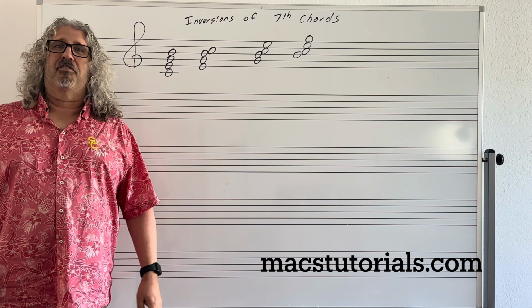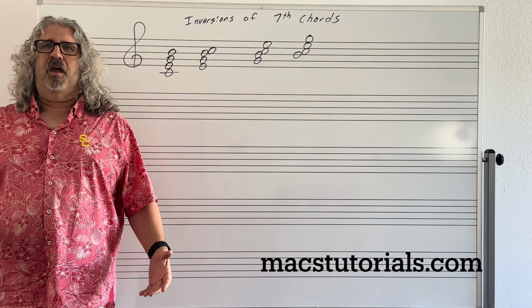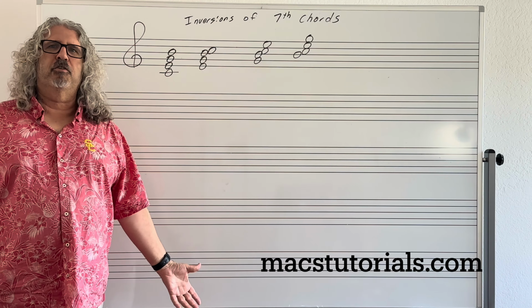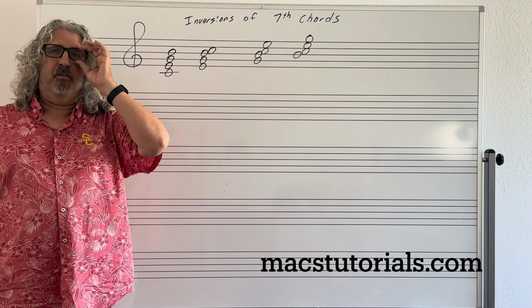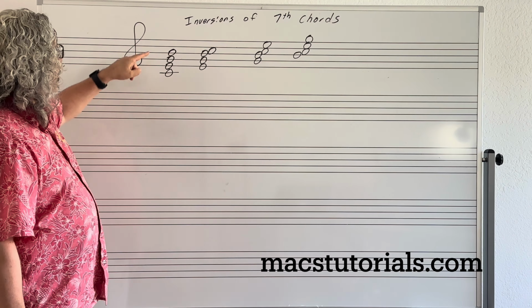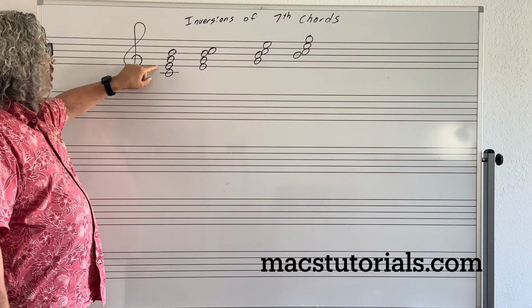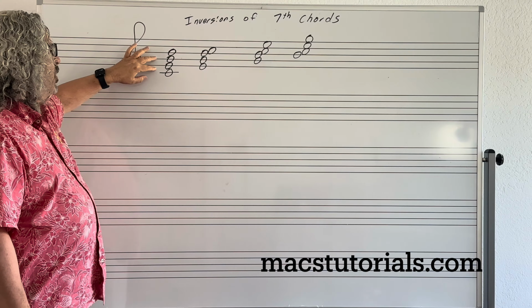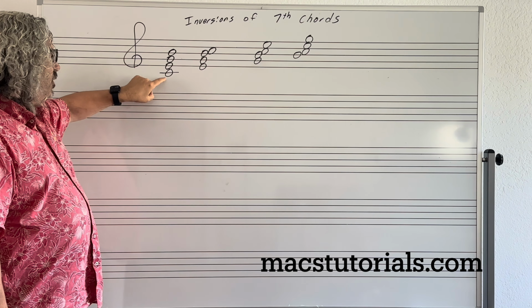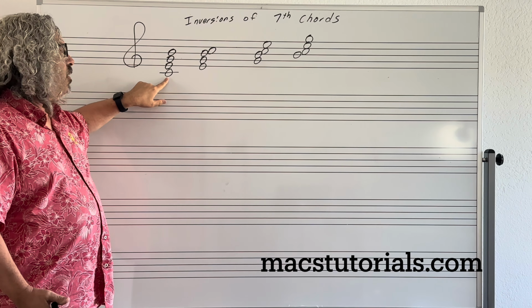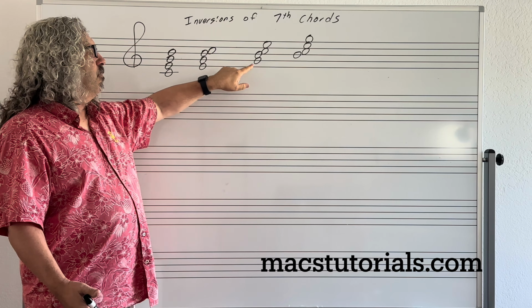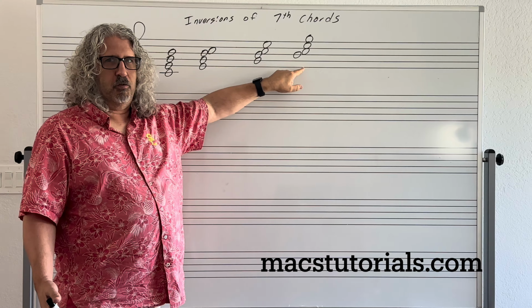Okay, let's talk about seventh chord inversions. We had talked earlier about triad inversions and the figured bass symbols. So now we're going to do the same thing with seventh chords. What I did is I just wrote a normal seventh chord, stacked up in root position. Root position again means that the root of the chord, so this is a C chord, the C is the bass. The third is the bass, the fifth is the bass, the seventh is the bass.